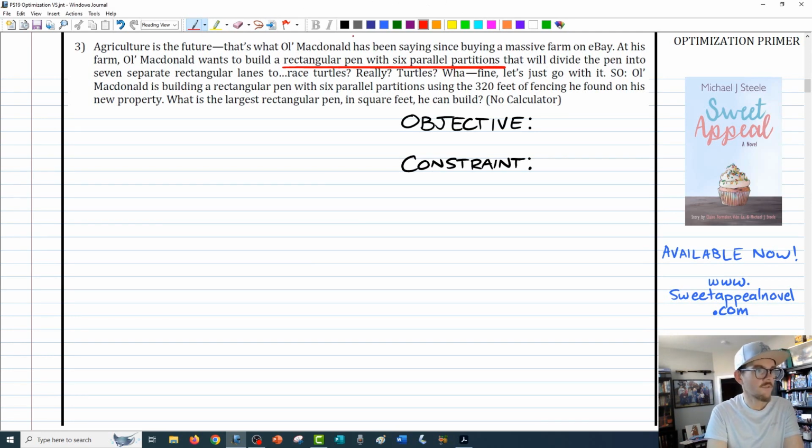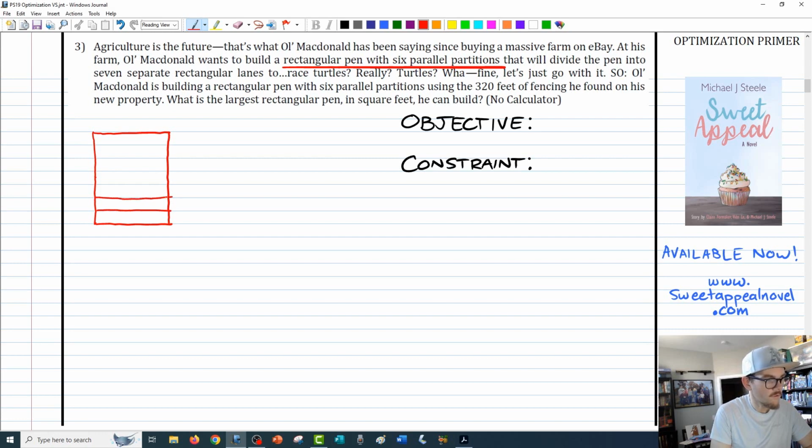But in any event, okay, so first of all, we need to construct an image of what this looks like. I think it's kind of complicated until we do, so let's do this. 6 parallel partitions that will divide the pen into 7 separate rectangular lanes. So first of all, let me do exactly that. 1, 2, 3, 4, 5, 6, 7. So I'm doing it this way so we can make 7 partitions here. I don't know if this is going to be the best drawing in the history of the world, but hopefully it does the trick. There's 1, 2, 3, 4, 5, 6. Okay, so there it is. It looks like one of those, like, what are they called?